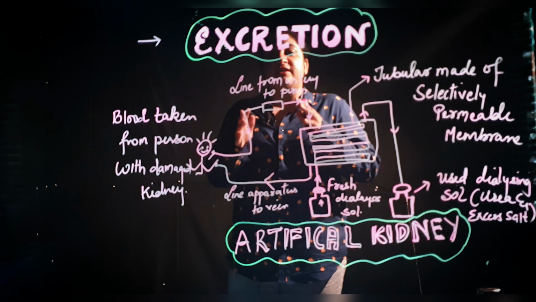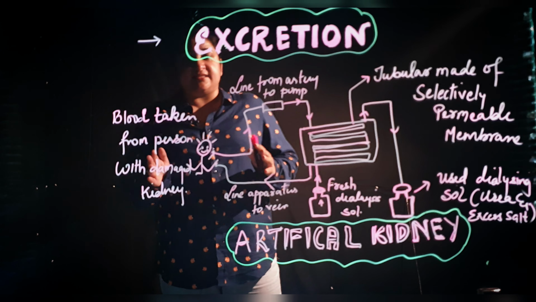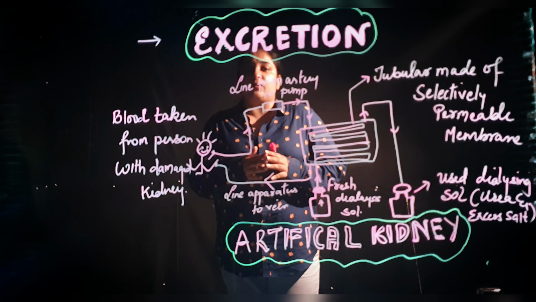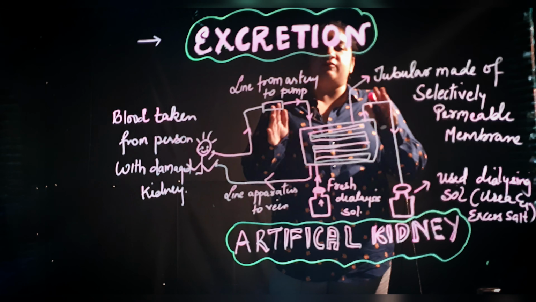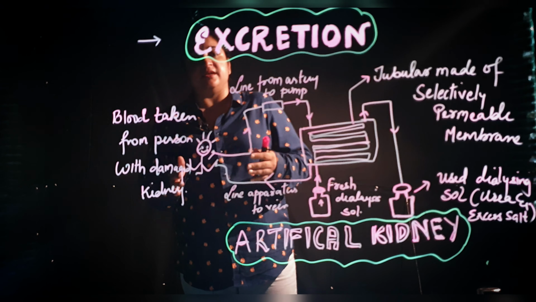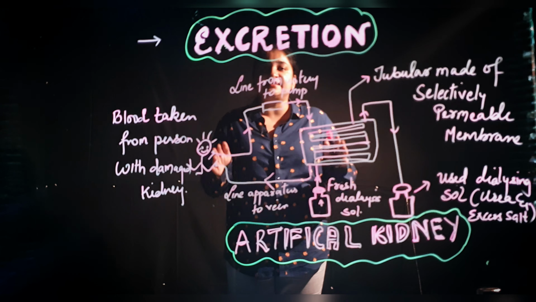180 liters is the initial filtrate in humans, but only 1 to 2 liters of water is urinated by every person, and the rest is reabsorbed in the body. This is all about dialysis and excretion.